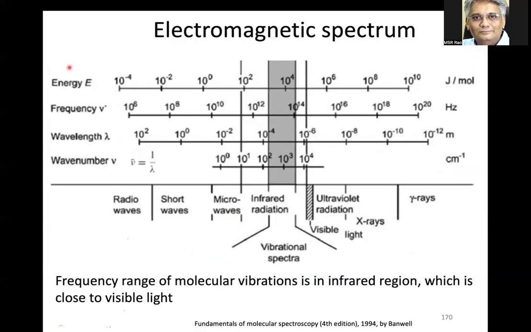Now, if you look at the electromagnetic spectrum, this is where we talk about vibrational spectroscopy being recorded in the near infrared to mid infrared regions, whereas the electronic transitions happen at a much higher energy. That's where you need UV and visible radiation as the excitation source. That's the main difference between electronic spectroscopy and vibrational spectroscopy.